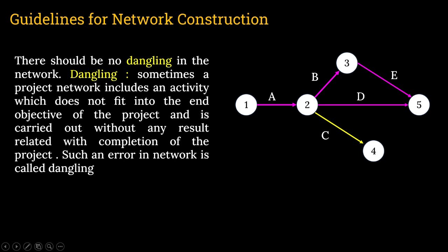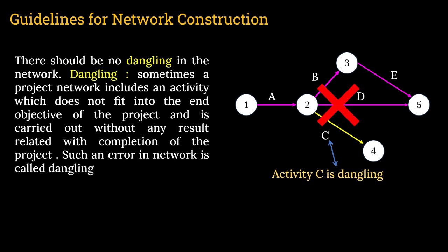Then from node 3, activity E is getting completed. From node 2, activity D is getting completed, project is getting over. Now this C has got no relevance with the network project. This is wrong and this should not be done. This is known as dangling. Okay? It has got no role to play in completion of the project. So it is not required, that means this activity is useless. This activity C is known as a dangling activity. So this is also not accepted.